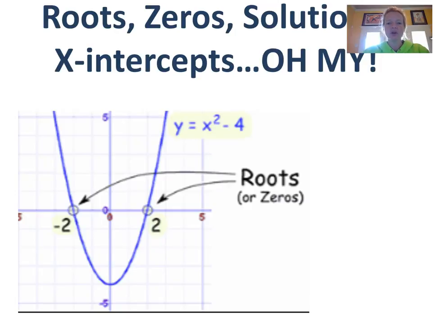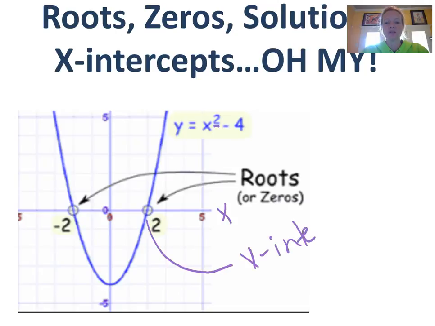So here's a quadratic, and quadratic because we know it's x squared. And this is what it looks like on a graph. So the roots are your x-intercepts. Wherever this parabola hits the x-axis, those are your roots. These are your x-intercepts, your roots, your zeros, your solutions.